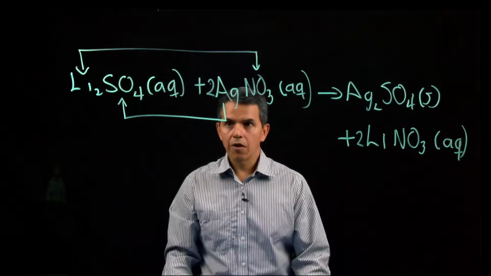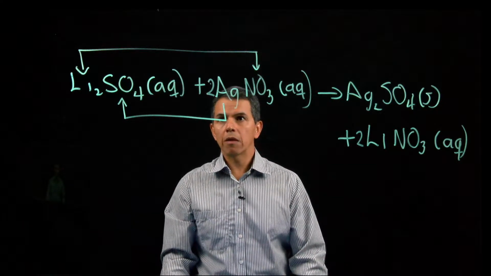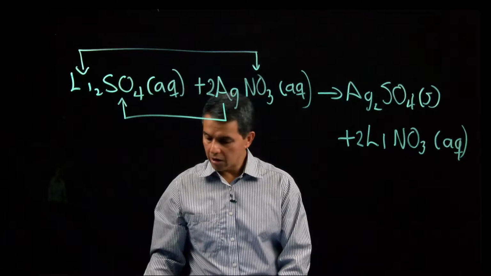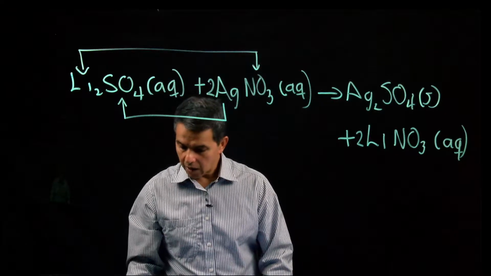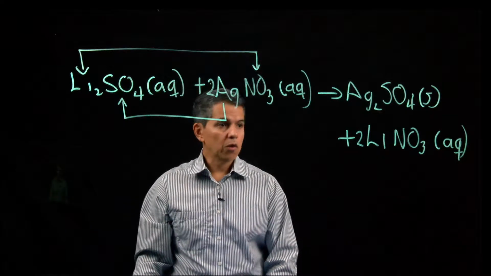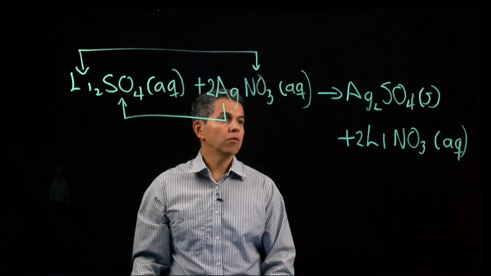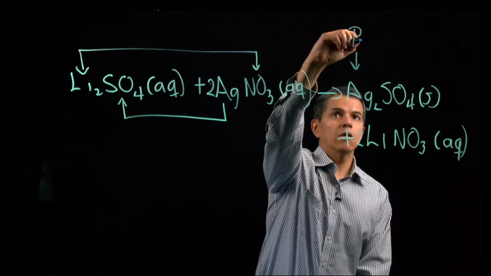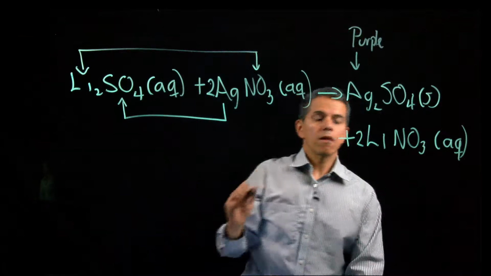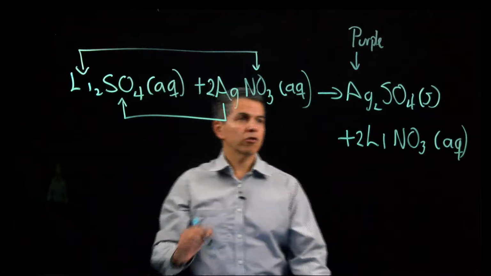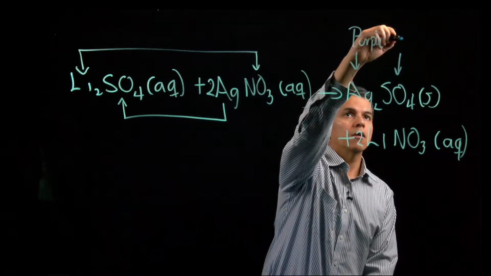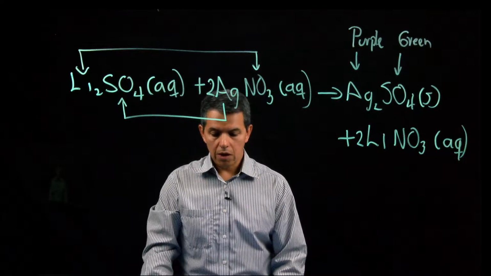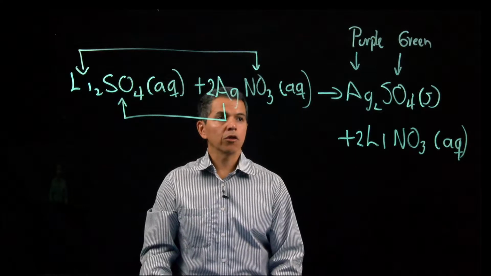And so then if we compare that with the atomic depiction of this picture, we know that in this particular case, the cation, which is the purple, will correspond to the silver ion, and the anion is going to correspond to sulfate. Okay, so now, this is the total molecular equation.